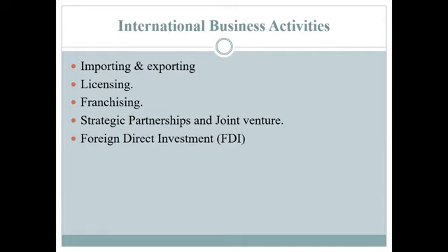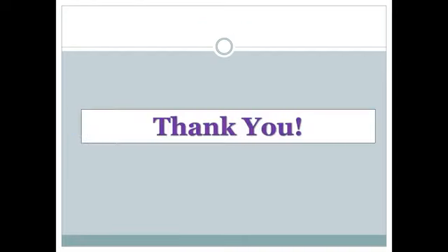So these are the five activities through which you can conduct international business. With this we conclude today's lecture.